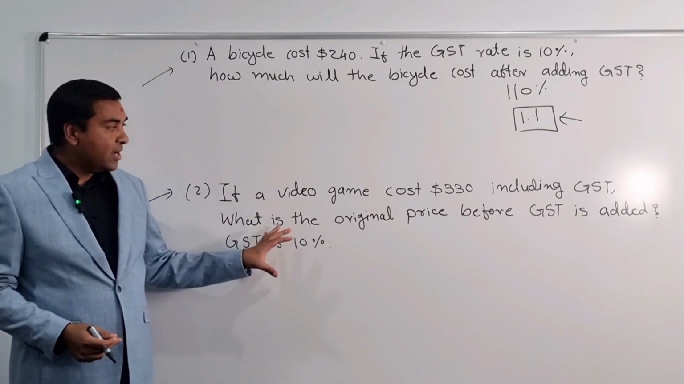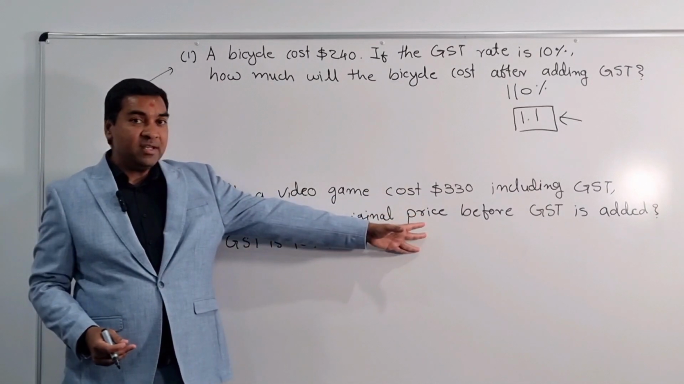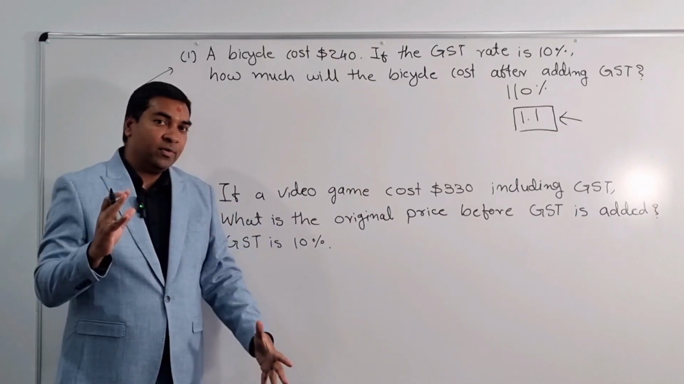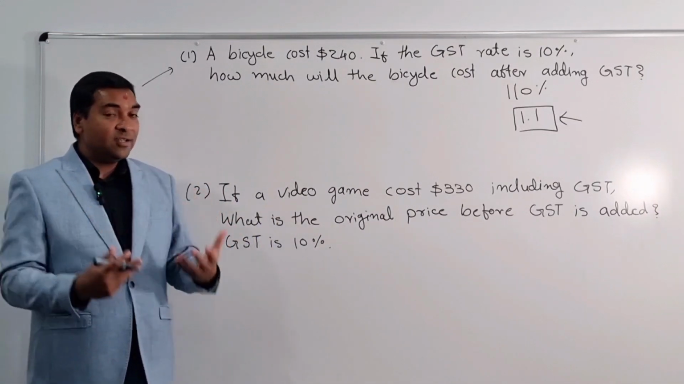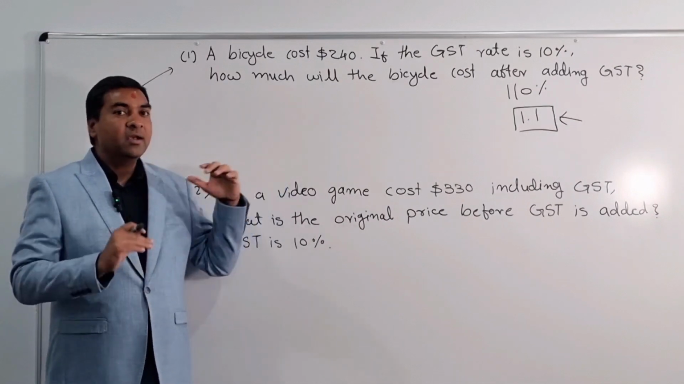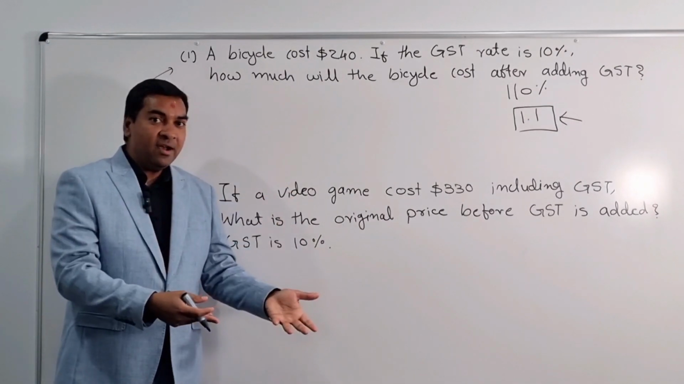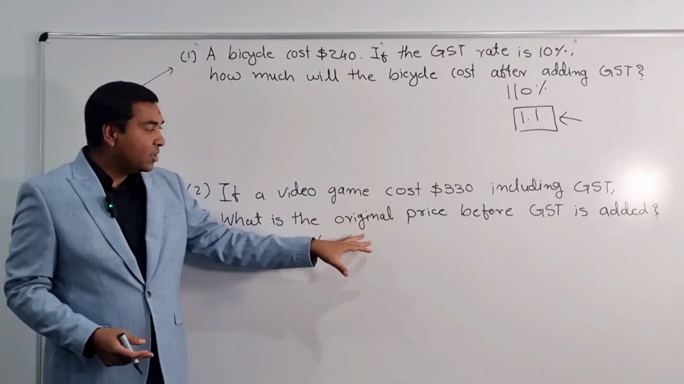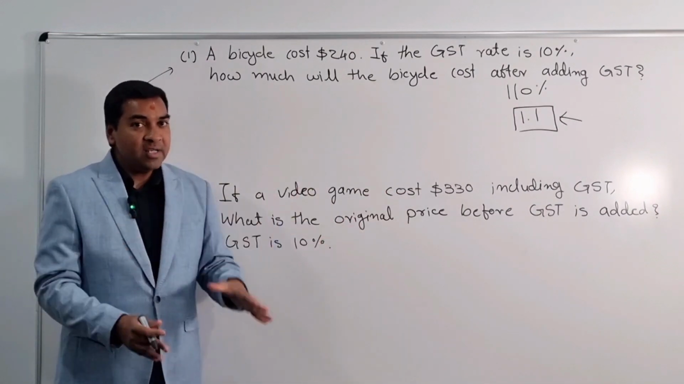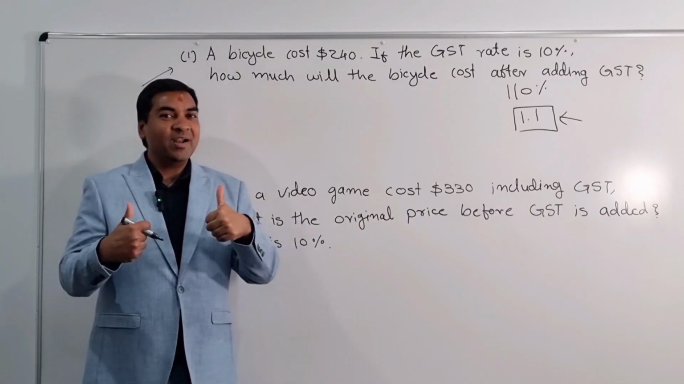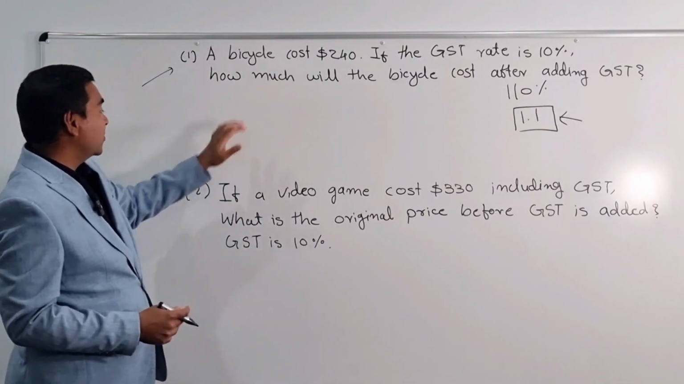And if I'm finding out the price before GST, then I'll be reversing the process and I'll be dividing by 1.1. Guys, please repeat with me. This is very, very important. If you're finding out the price after GST, multiply by 1.1. And if you're finding out the price before GST, divide by 1.1. I hope you all are clear, yeah? So let's get started with the first question.